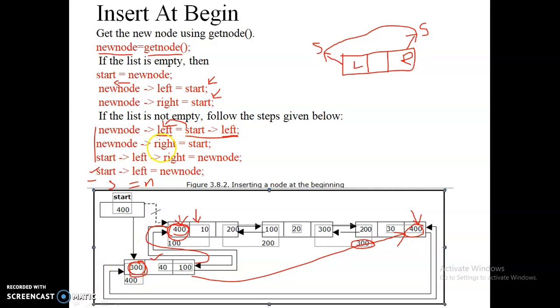And at the same time, new node right is the start node. That is, the new node's next node is our starting node. And starting node left of right, that is, our starting node left, is this 30 node's previous node, and this right is this particular pointer. This is to be pointed to our new node. Then start of left becomes our new node, and then our start node is the new node. This is insert at the beginning.